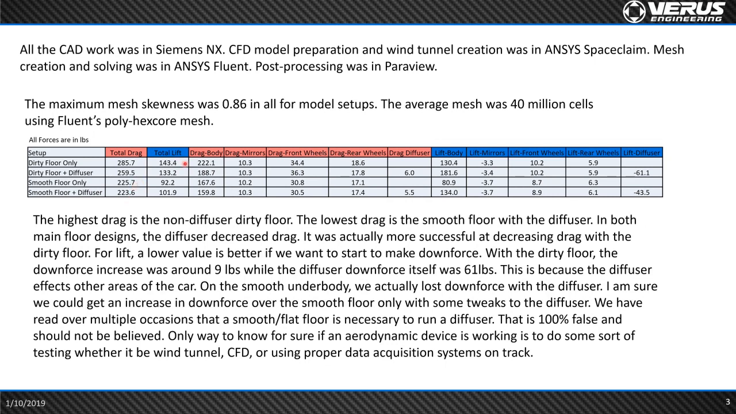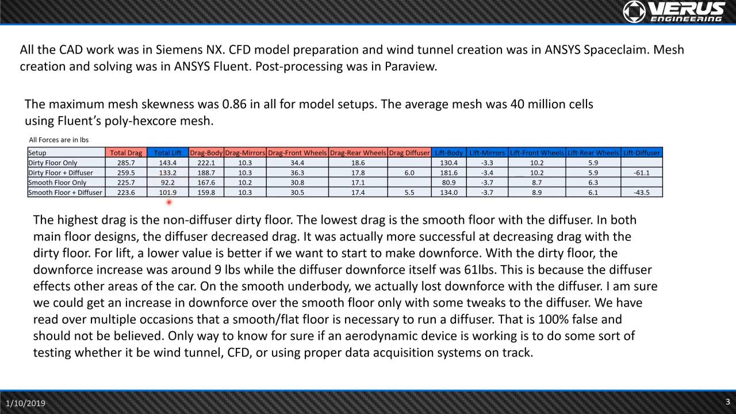You can go to total lift. This is a normal car, so it's going to create lift from the factory and not downforce. The smaller the number, the more downforce in essence, but it's still vertical lift. We want the number to be lower, and if the number becomes negative, then you would have downforce. So the stock car has 143.4 pounds of lift. Now with the diffuser, we create some downforce: 133.2 pounds of lift. Now smooth floor only, we have 92.2 pounds of lift.